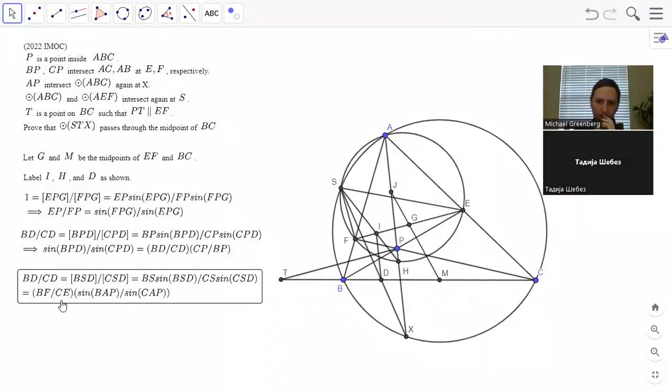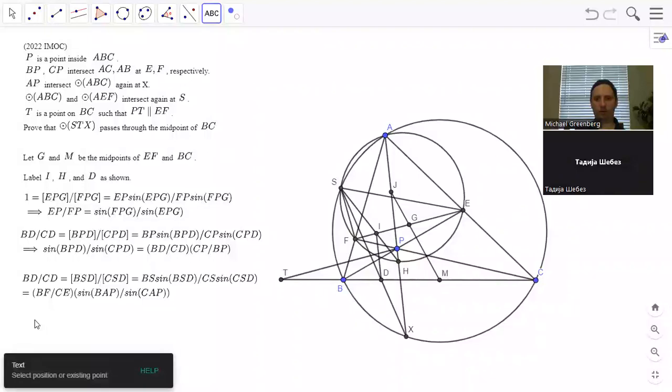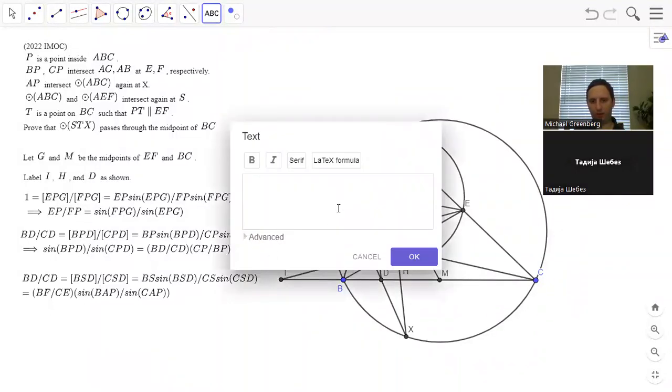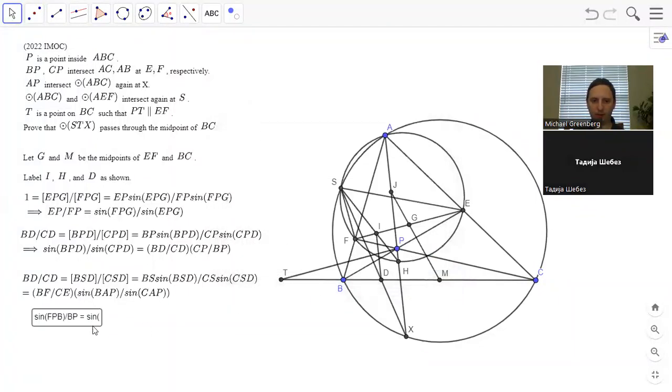So BF, I think there might be. So if we do the law of sines on BFP, we have sine of this over BF is sine of ABP over FP. So yeah, here's what I think I'm going to do. So we have sine of FPB over BP is equal to sine of EPC over EC.